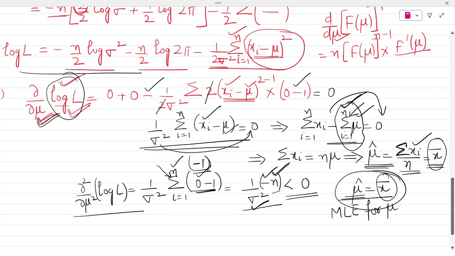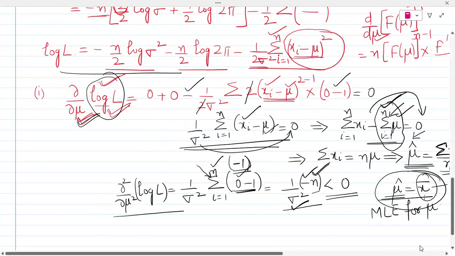Now here, if you observe, I have put a cap over there. What is the meaning of this cap? That this x bar is not the exact value of mu. It is not the exact known value of mu. It is the estimated value. So this is the meaning of this cap.